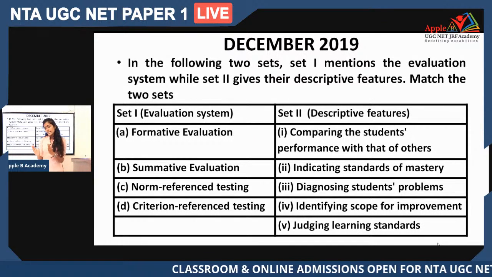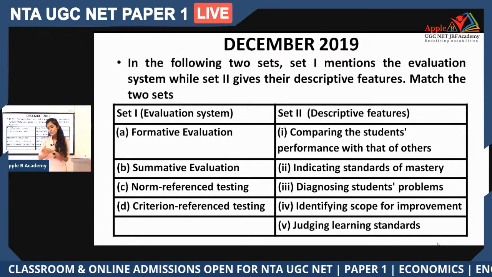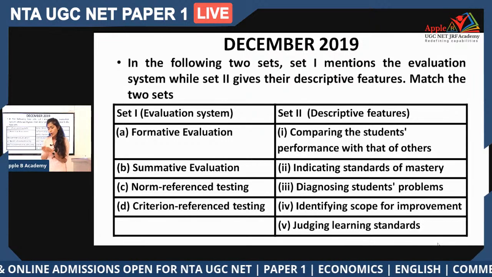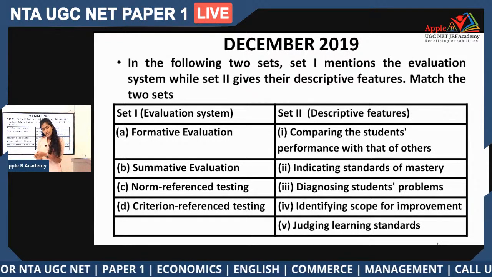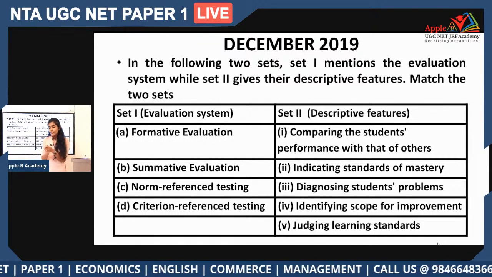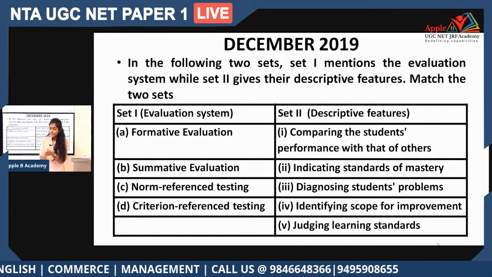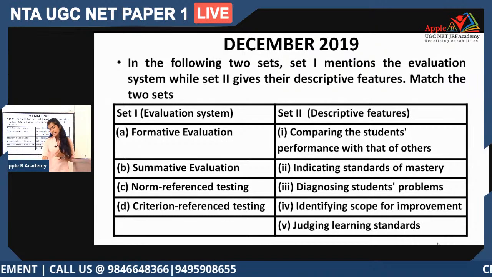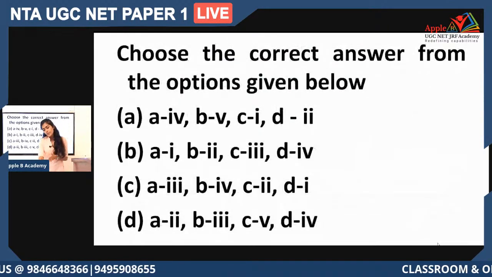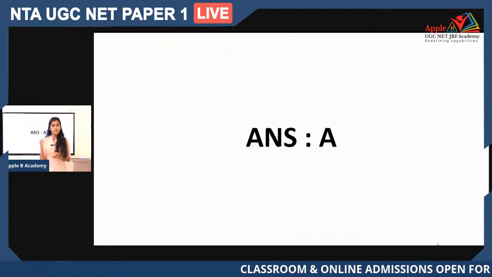So from this set 1 and set 2, you can say that A can be connected to 4, that is identifying scope for improvement, formative evaluation, summative evaluation, judging learning standards, norm reference testing, comparing the students' performance with that of others, criterion reference testing can be connected to indicating standards of mastery. So from the options, you have to find out the correct answer. The correct code is option A.